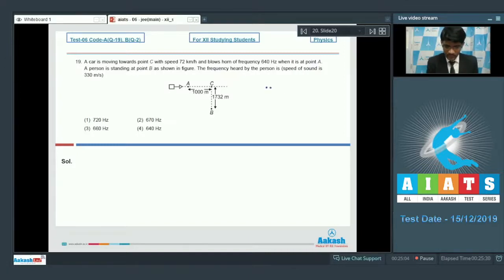Well, this distance that has been mentioned here is 1000 meter and this one is 1732. So effectively I would say this angle to be how much? 60 degree. Got it? It is actually the ratio of root 3 divided by 1. Now the frequency here is 640 Hz and the speed of the car is 72 km per hour. Converting it to meter per second, we are getting this velocity to be equal to 20 meter per second. So velocity along this direction will be how much? It will be 10 meter per second.